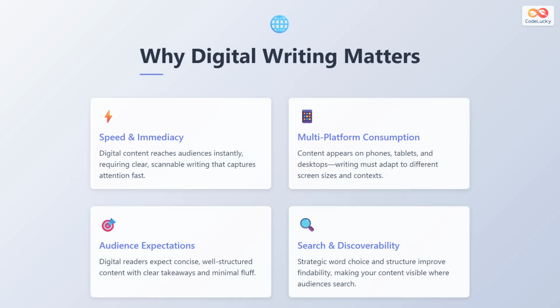Digital writing is fundamentally different from traditional writing. Online readers don't read word by word like they do with books or newspapers. Instead, they scan, they skim, they jump around looking for information that matters to them. Readers also have short attention spans online. They're easily distracted by notifications, other tabs, and endless content. This means your digital writing must be clear, scannable, and valuable from the very first sentence. Every word needs to earn its place.